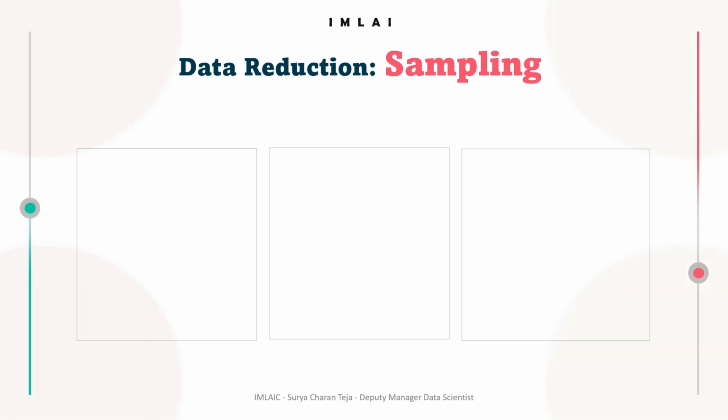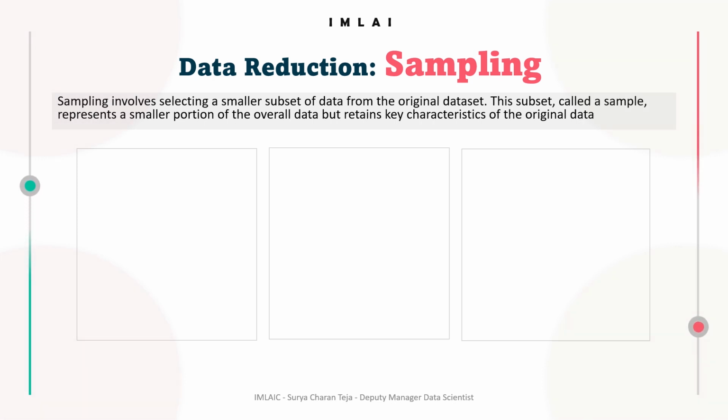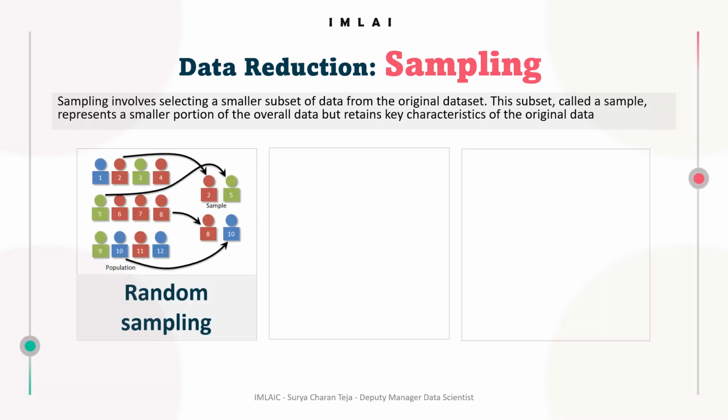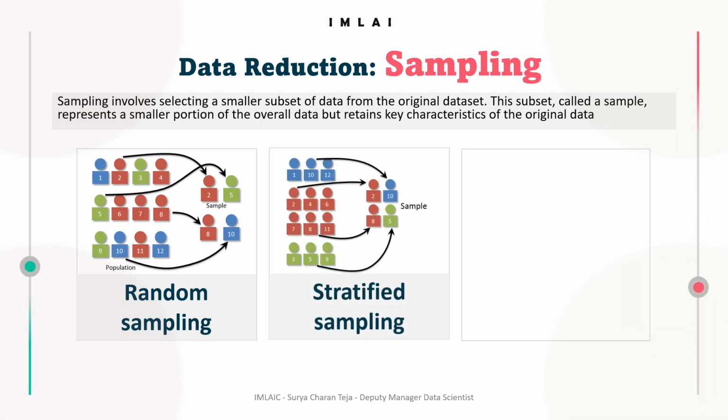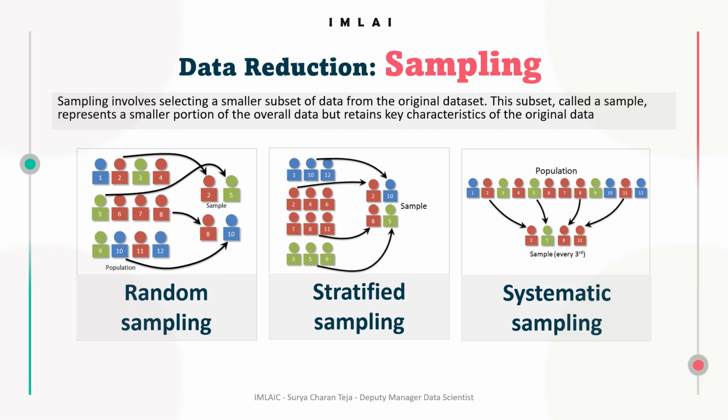So now let's understand what sampling is first. Sampling involves selecting a smaller subset of data from the original data set. This subset, called a sample, represents a similar portion of the overall data but retains key characteristics of the original data. Sampling can be done in different ways, including random sampling, stratified sampling, and systematic sampling.